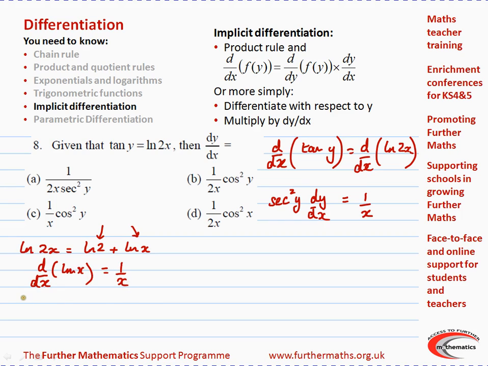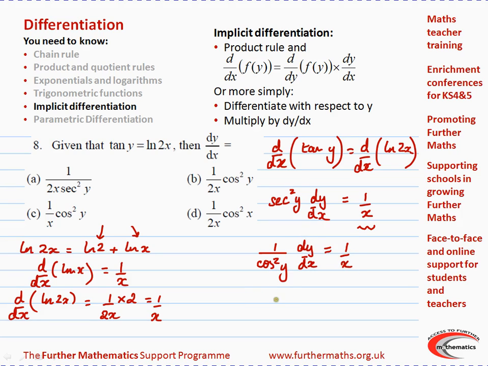The alternative is to use the chain rule, d by dx of log 2x. Differentiating the log gives you 1 over 2x. Multiply by the derivative of the bracket gives you times 2, and that also leaves you with 1 over x, so we're definitely confident that that's our correct answer here. Sec squared is 1 over cosine squared, so I'm just going to rewrite it as 1 over cos squared y dy dx equals 1 over x. I think you can see then that rearrangement, dy by dx equals cos squared y over x, and I think that is answer C here.